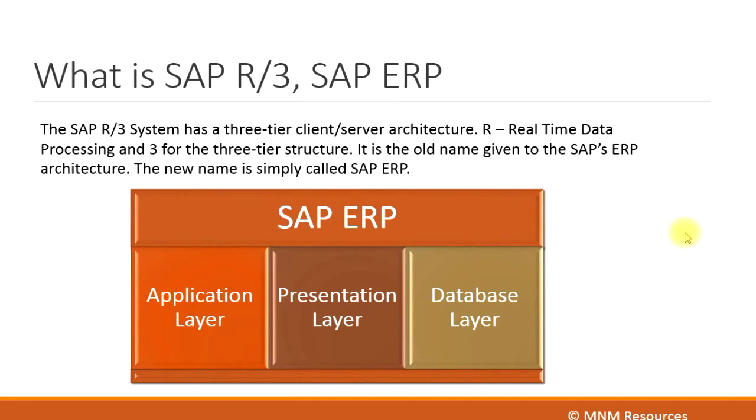Let's look at what is SAP R3 and SAP ERP. The old name given to SAP ERP was R3. Now the R stands for real-time data processing, and the 3 is for the 3-tier architecture. So SAP still uses the same 3-tier architecture. That's the application layer, presentation layer, and database layer. The new name given to it is SAP ERP. ERP, as you know, of course stands for Enterprise Resource Planning.